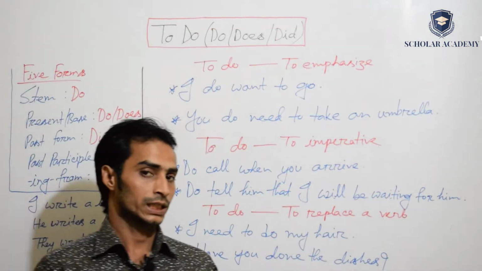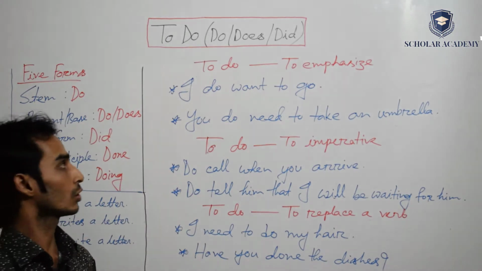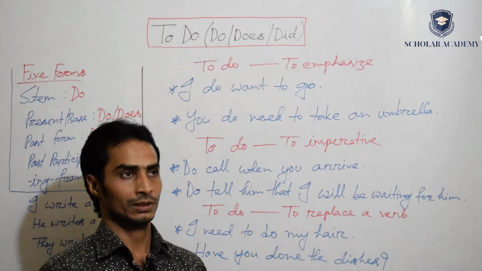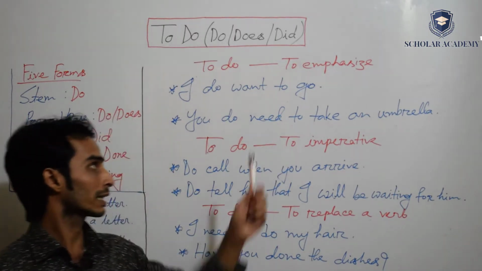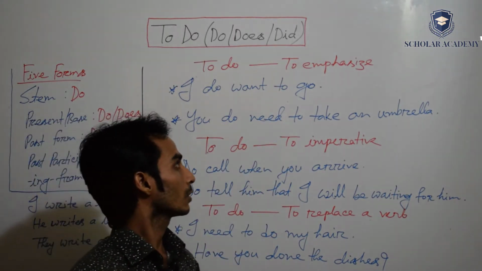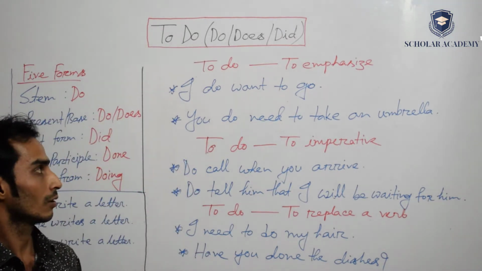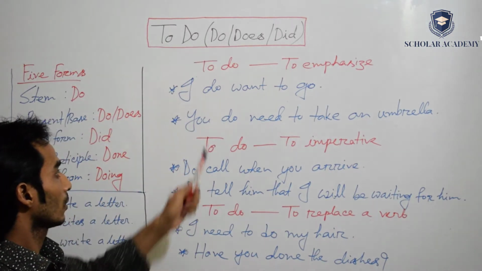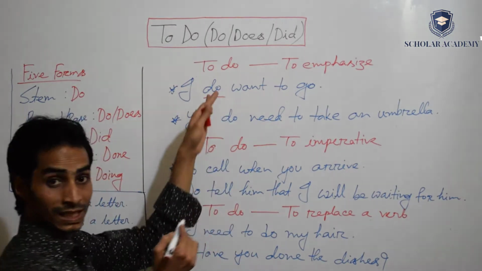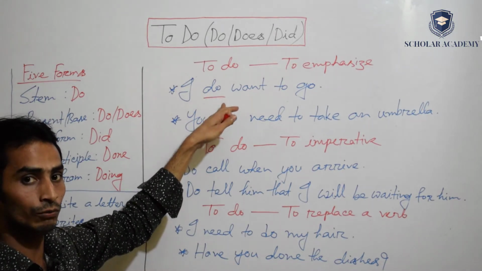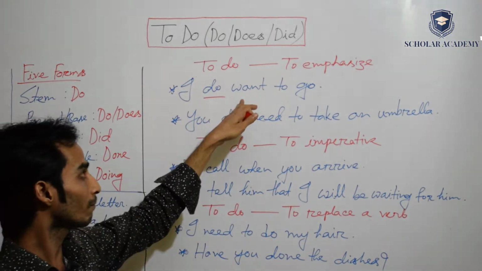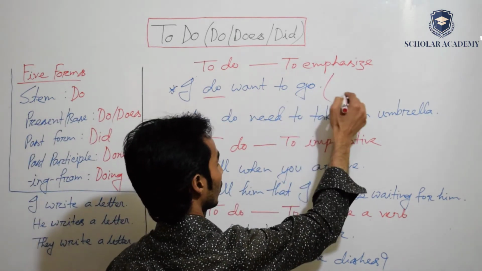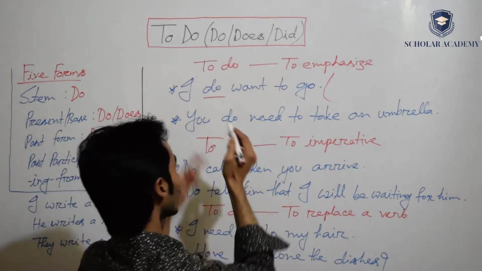Well, now we will discuss do to emphasize. That means sometimes do, does, or did are used to emphasize something. For example, I do want to go. Here we put stress on the word do to emphasize that I want to go.